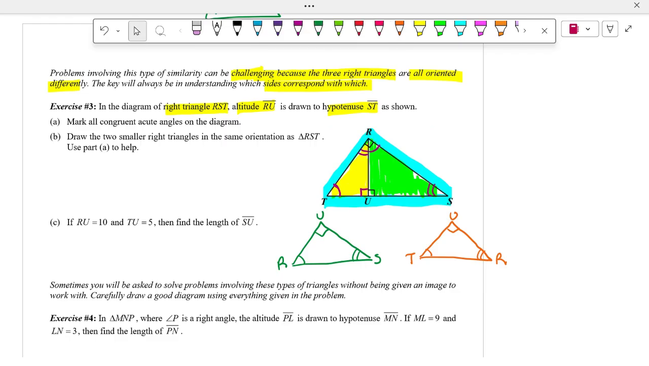If RU is 10 and TU is 5, we're going to find the length of SU. I'm going to mark everywhere that I have RU on all three triangles, so that's 10, 10, 10. TU is 5, so 5 and 5. And they want us to find US, so here and here.